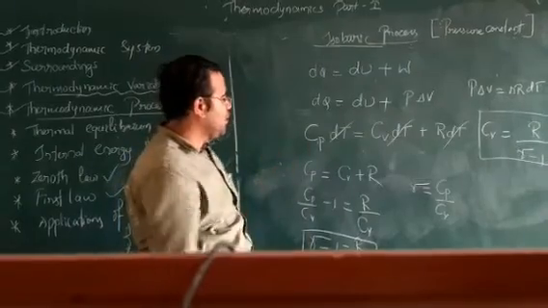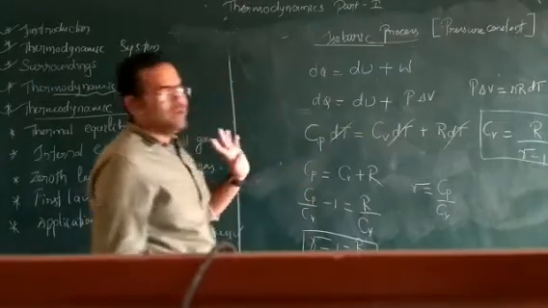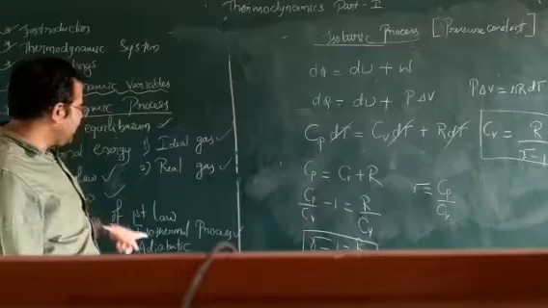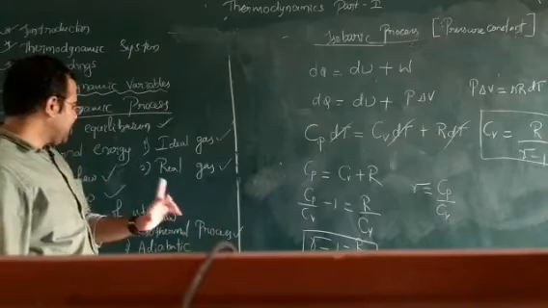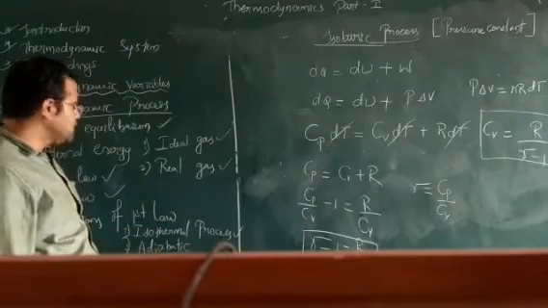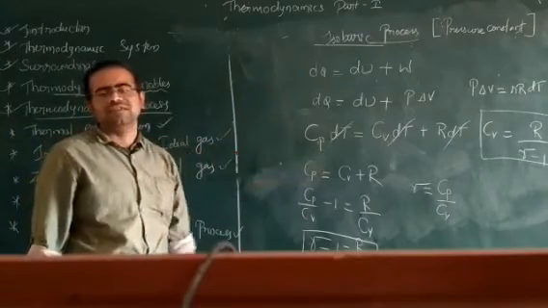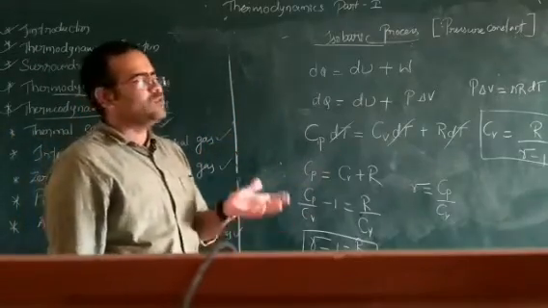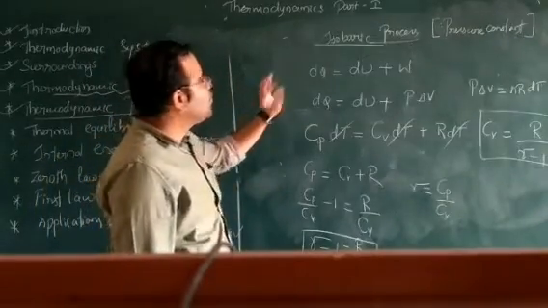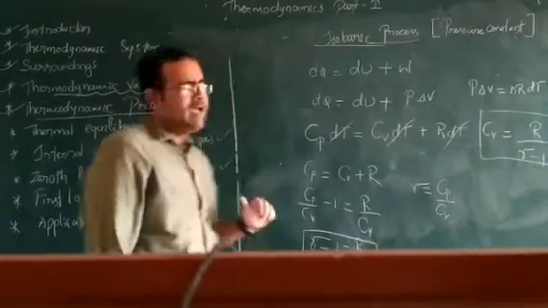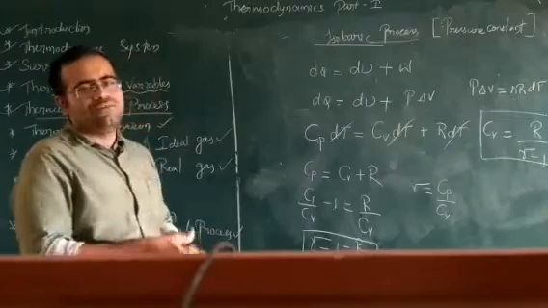So this is about what we observe as applications. The first application is the isothermal process, the second application is the adiabatic process, the third one is the cyclic process, the fourth one is the isochoric process, and the fifth one is the isobaric process. These are the five important processes which take place as applications of the first law of thermodynamics.